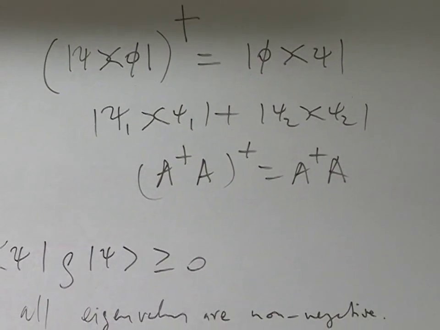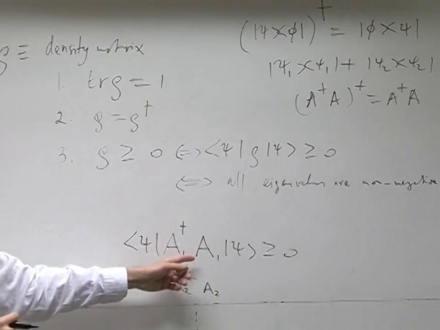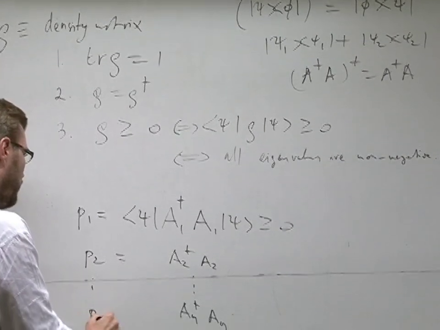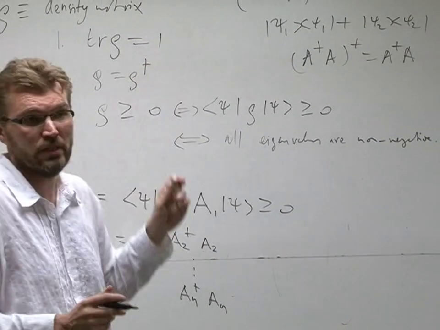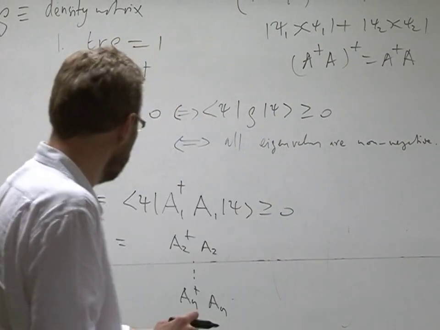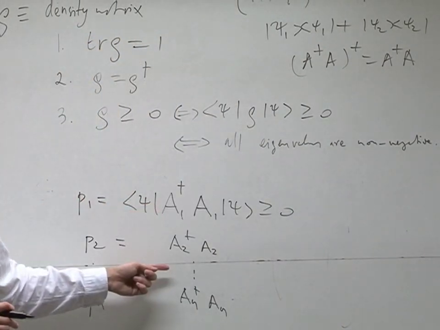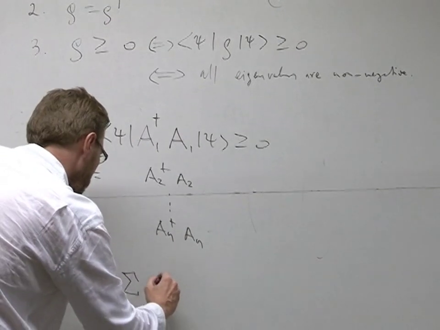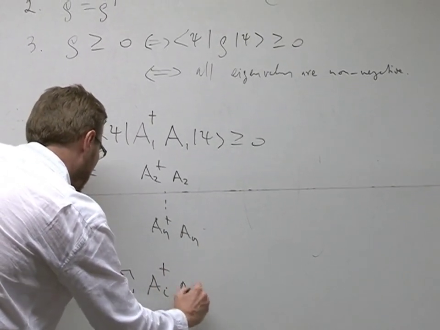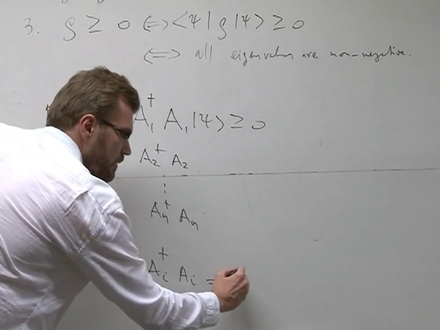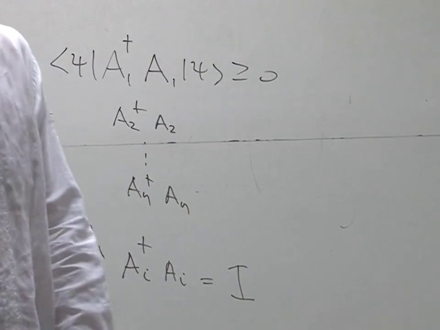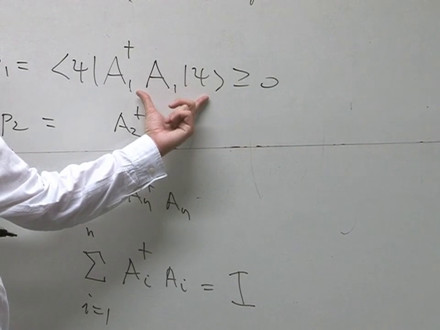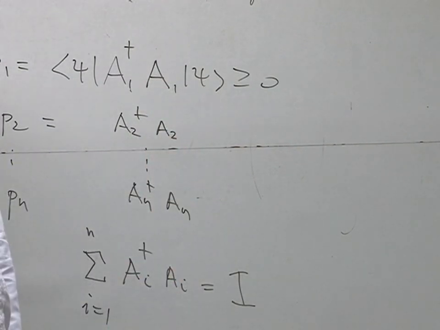So what I really need to do is show that all of these, because this is now the probability to get outcome 1, this is the probability to get outcome 2, this is the probability to get outcome n, I have to sum them up, and I have to show you that they always sum up to unity. They don't overshoot the identity. And if I sum these up, you can see that the only way to achieve this is that the sum of ai dagger ai, summed over i from 1 to n, has to be the identity matrix. Because then the sum just reduces to the inner product of psi with itself, and if the state is normalized, that's equal to identity.